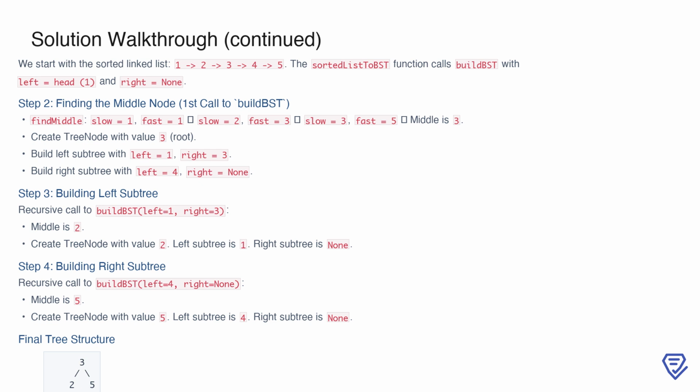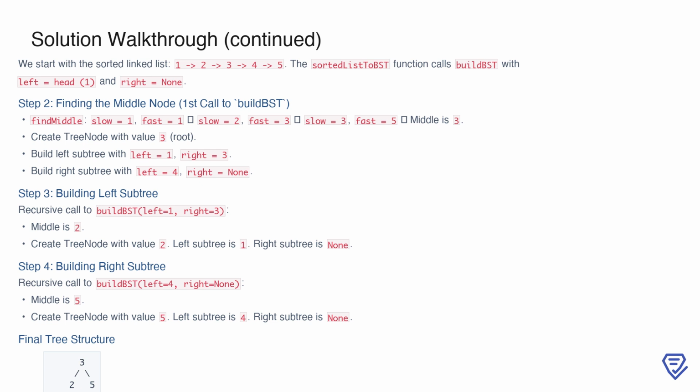The sorted list to BST function again calls the buildBST helper with left pointing to the head of the list, which is 1, and right set to none. To determine the root of the tree, the findMiddle function identifies the middle node of the range. Starting with slow equals 1 and fast equals 1, the pointers move through the list. Slow progresses to 2, then 3, while fast advances to 3, then 5. When the fast pointer reaches the end, the slow pointer is at 3, making it the middle node. A tree node is created with the value 3, which becomes the root of the BST.